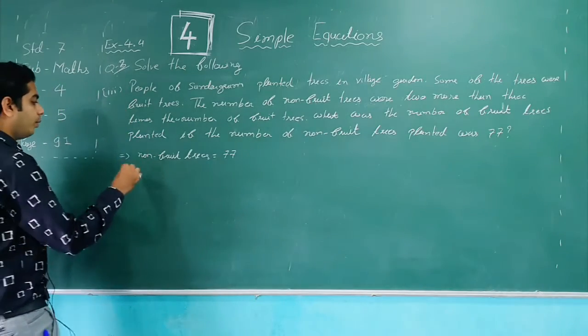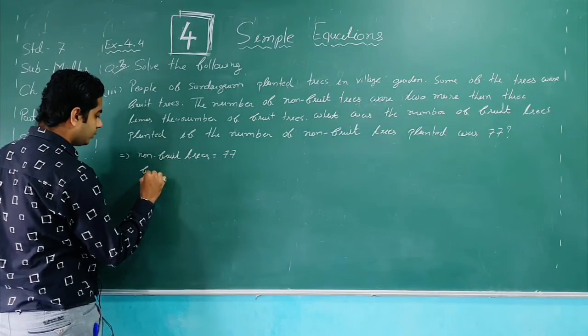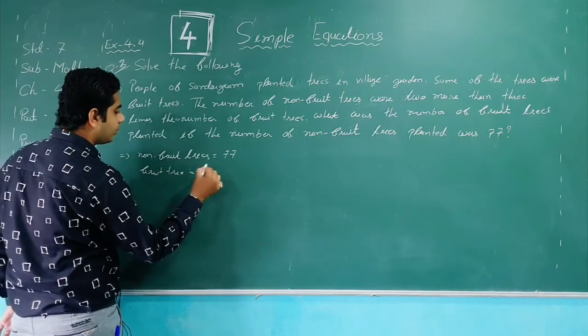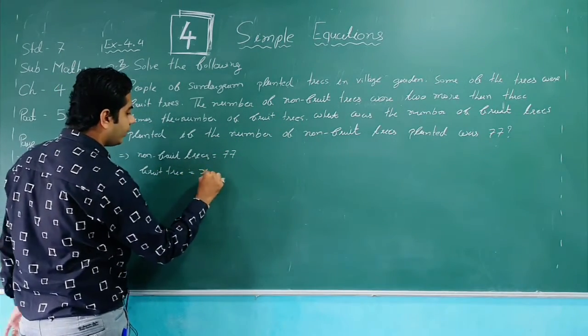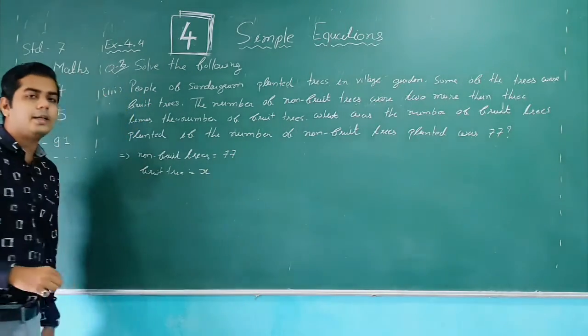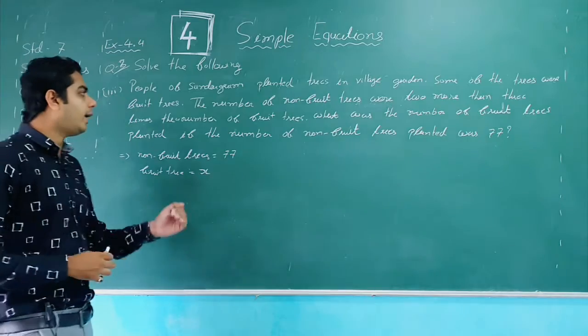So now fruit trees is equal to what? That is not given, so we have to assume x. Fruit trees is equal to x. Now we have to set up the equation. Now again read it line by line.